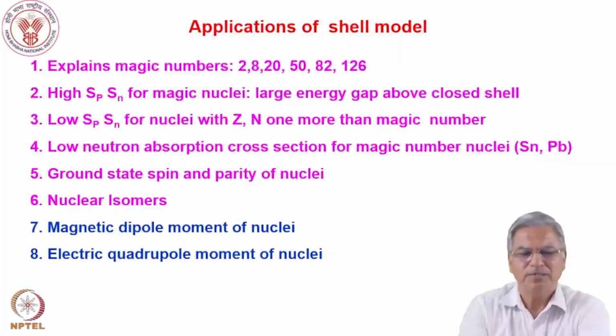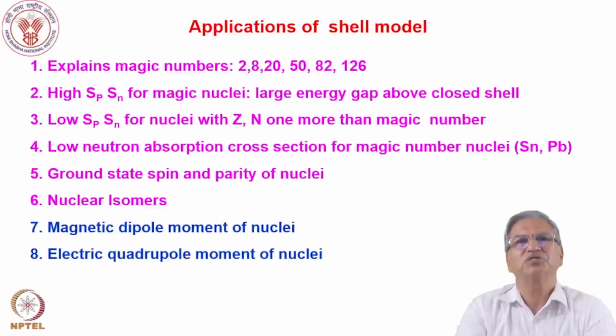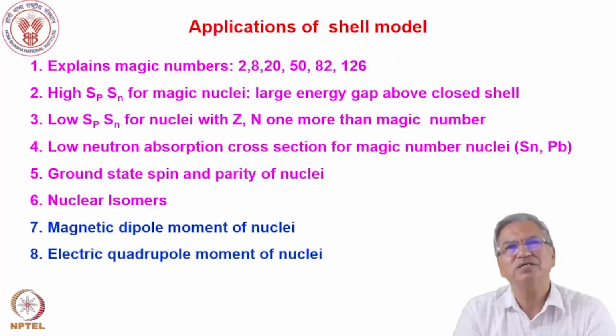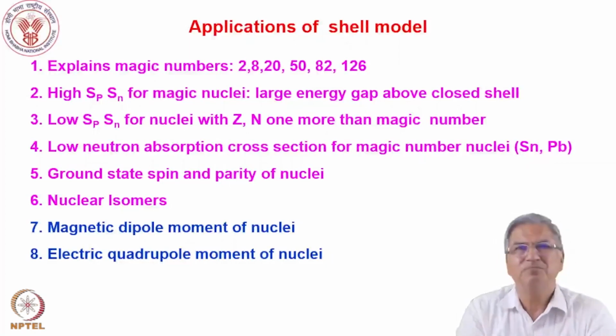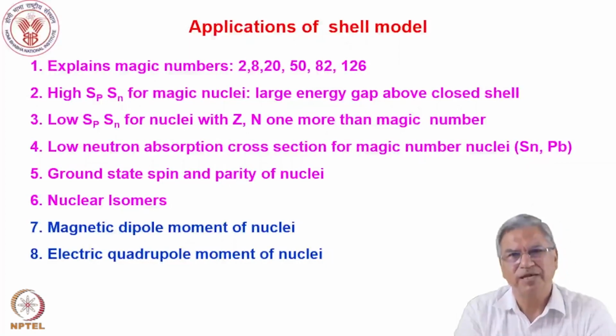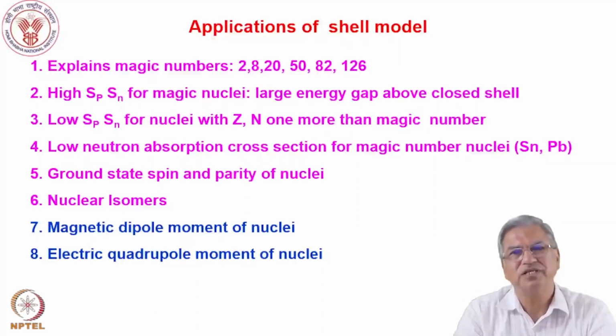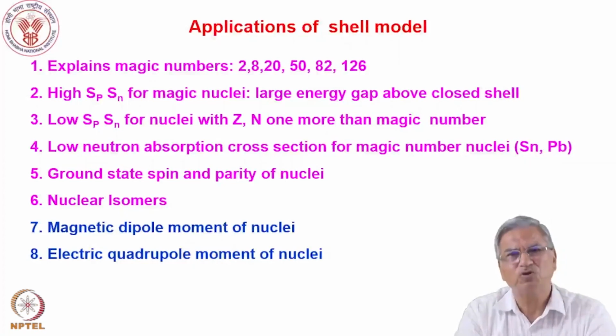So the shell model explains the magic numbers, as we saw in the previous lecture. By introducing the spin-orbit coupling between L and S, we could regenerate the magic numbers. Essentially, because of the strong spin-orbit coupling, the L plus half state is lowered and the L minus half state is raised, and the gap between them increases as the L value increases.